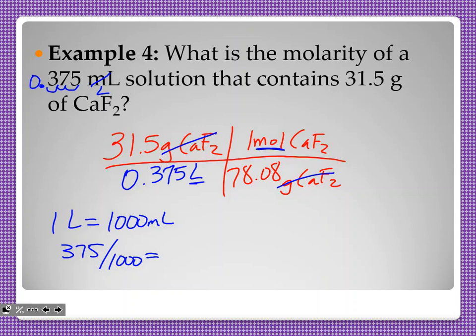And you let me know, what do we get for this answer? And we got what? 1.08, good, and you can write it as M or moles per liter. Definitely correct. Big M means moles per liter.